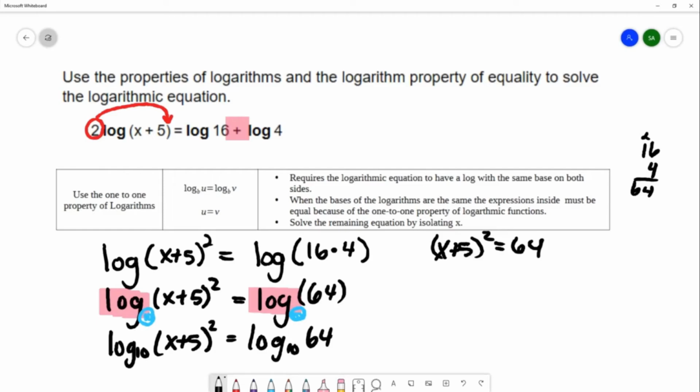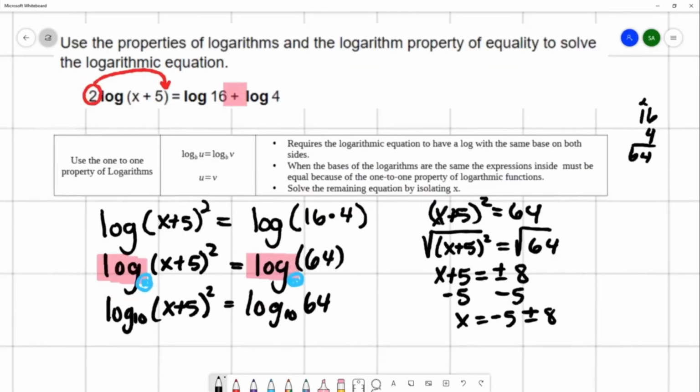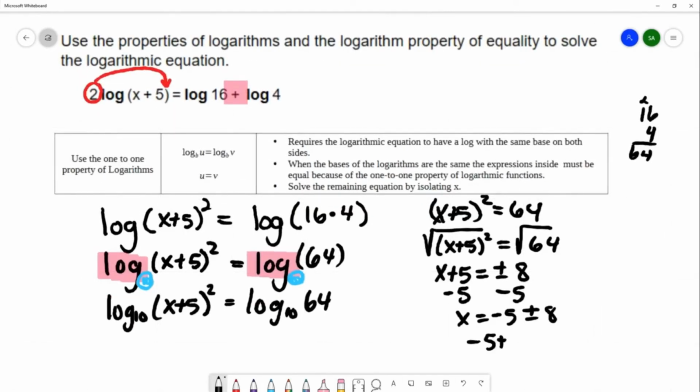So now we'll continue to solve. This is a quadratic equation. I'm going to solve with the square root method. So I square root the left and square root the right. On the left, the square root and the square cancel each other out, leaving me with x plus 5. On the right, I have plus or minus 8. I'll subtract 5 on each side, giving me x equals negative 5 plus or minus 8. Negative 5 plus 8 is 3. Negative 5 minus 8 is negative 13.